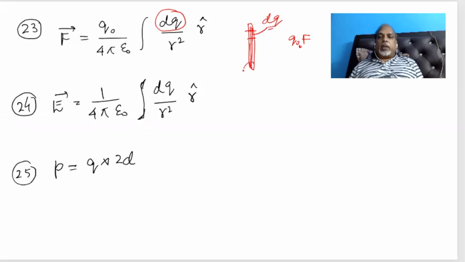Suppose this has linear density lambda, so dq is nothing but lambda dl. Correct? So due to this dq charge, a small segment of this charge, what will be the force here? This will be your R, and this will exert a force like this.